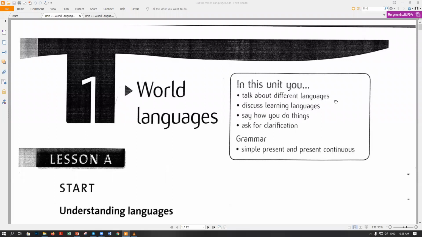Okay, look everyone, this is Unit 1, World Languages. In this unit, you will learn to talk about different languages, to discuss learning languages, to say how you do things, to ask for clarification. And we also learn simple present and present continuous. So first, let's look at some vocabulary to study.